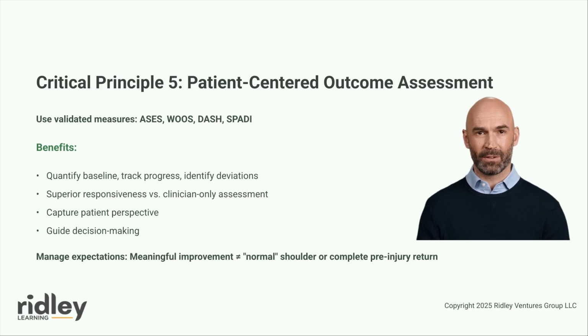Fifth, patient-centered outcome assessment. Serial evaluation using validated patient-reported outcome measures, including the American Shoulder and Elbow Surgeons Score, Western Ontario Osteoarthritis of the Shoulder Index, Disabilities of the Arm, Shoulder, and Hand Questionnaire, and Shoulder Pain and Disability Index is essential for quantifying baseline status, tracking rehabilitation progress, identifying patients not achieving expected milestones, and documenting meaningful clinical improvement.